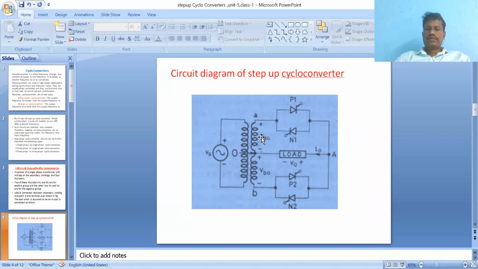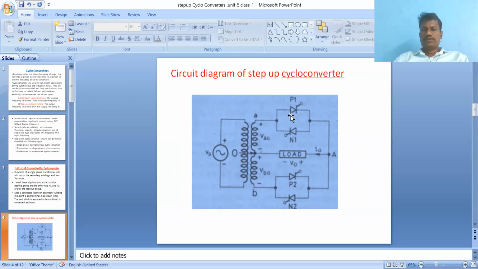So here I have taken the midpoint or center tap. The transformer primary winding is connected to the supply. The secondary winding of the transformer is center tapped. So here A, then O, and then B. O is the midpoint of the transformer, where the load is connected to the O terminal only. Suppose A is positive with respect to B, or B is positive with respect to A, in both cases O is neutral. So remember that point. This configuration is the center tap or midpoint type configuration of step up cycloconverters. So here is the circuit diagram.